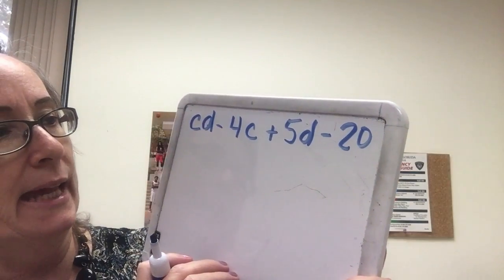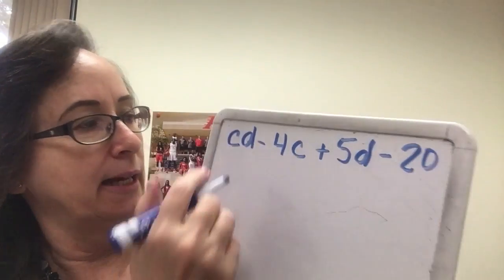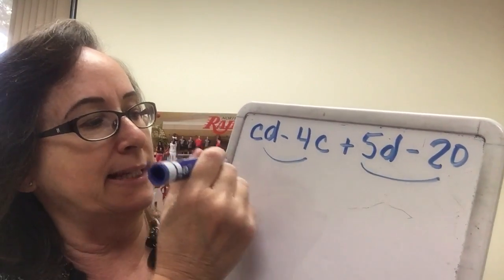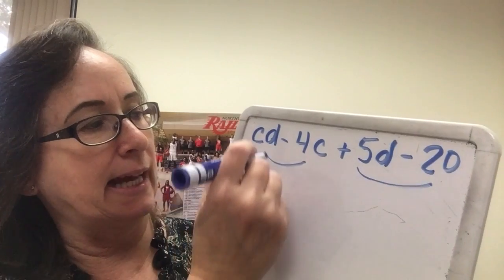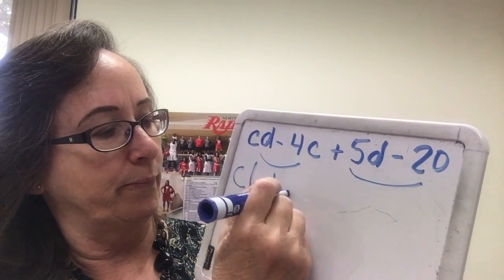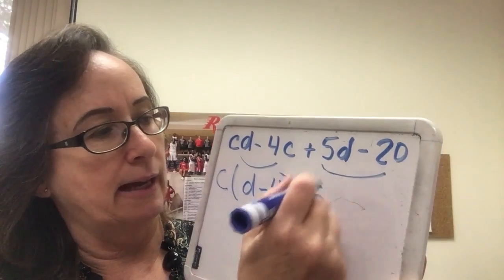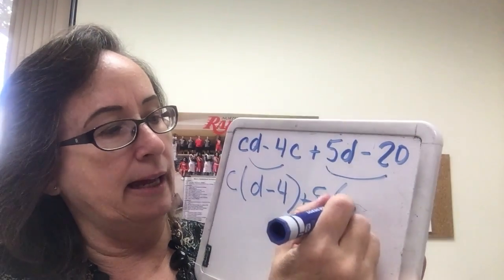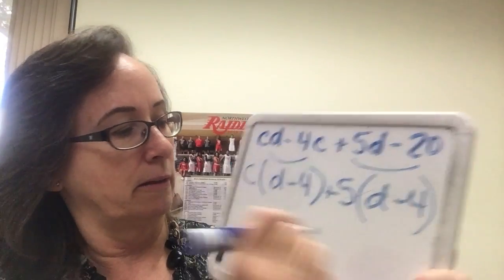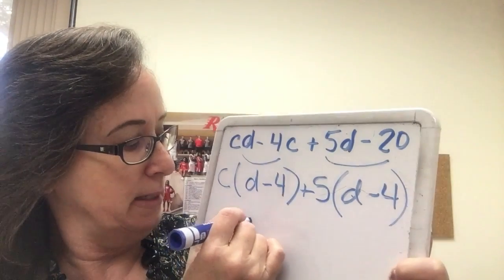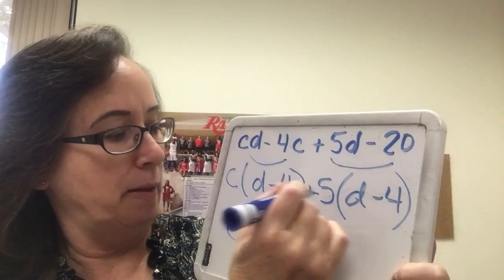Okay, so the next one, factoring by grouping. Now I can see things that I can pull out here if I just group these together and these together. So I'm going to start with that. I'm going to pull out a C, and when I pull out a C, I get a D minus 4. Okay, and then I'm going to pull out a 5 out of these two, and I'm going to get a D minus 4. So then I'm going to pull out the D minus 4 that they have in common, D minus 4 and C plus 5.